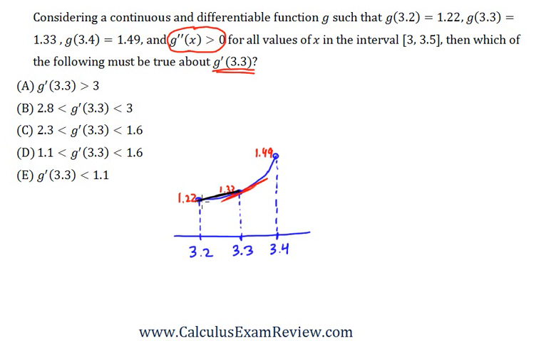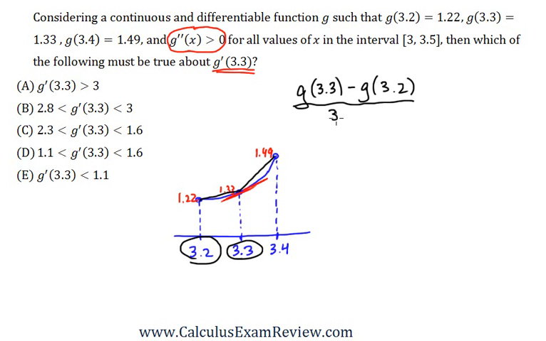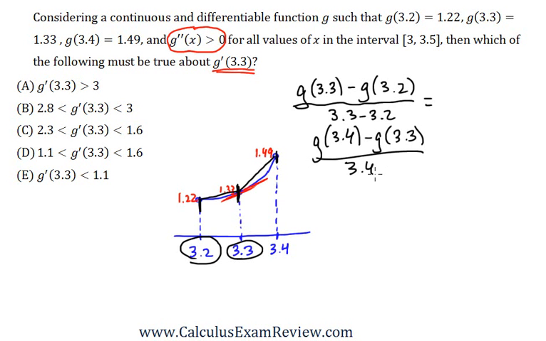the slope between 3.2 and 3.3 by finding the average rate of change between them. And then do the same over here between 3.3 and 3.4. And I will know that this slope here that we're interested in will be in between the two. So let's do that. I'll go g of 3.3 minus g of 3.2 over 3.3 minus 3.2. So that will give us the average rate of change between these two. And then I will calculate g of 3.4 minus g of 3.3 over 3.4 minus 3.3. And that'll be the average rate of change between these two.